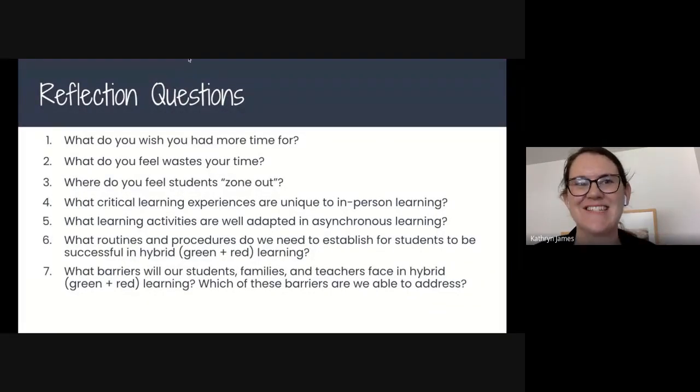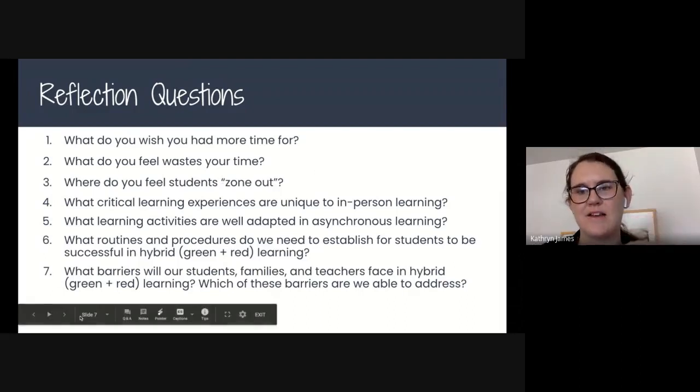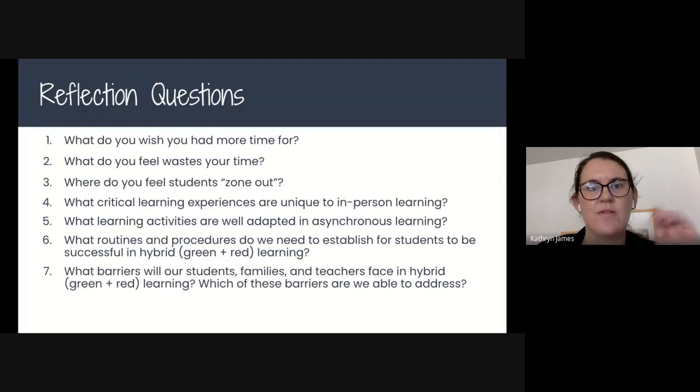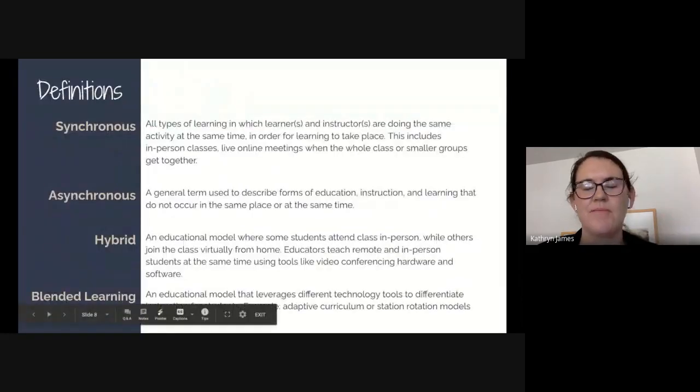flipped, and station rotation. And to have this note taker up in another tab is really handy because we're going to share a lot of information with you, and we will pause at the end of each model so that you can jot down your thoughts, maybe thoughts to share with a colleague or thoughts for yourself about which model is best for you. And so before we get started, I'd like to share a couple definitions just so that we have the same vocabulary.